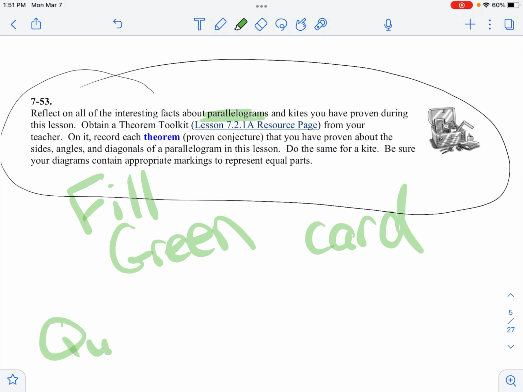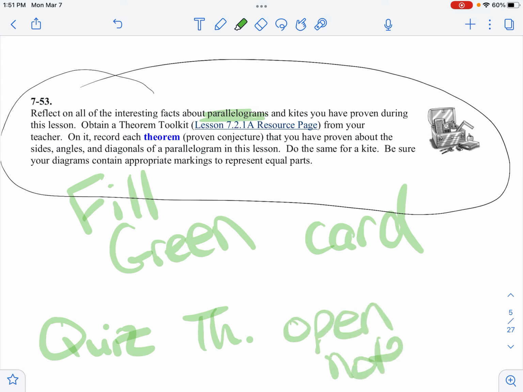I do want to tell you that I want you to expect to have a quiz on Thursday. It will be open notes. So make sure that you are taking the best notes you've ever taken so that you can do well in this quiz we've got on Thursday.